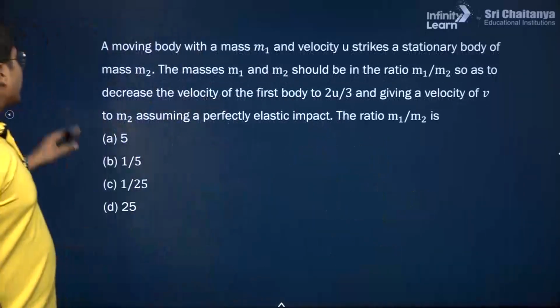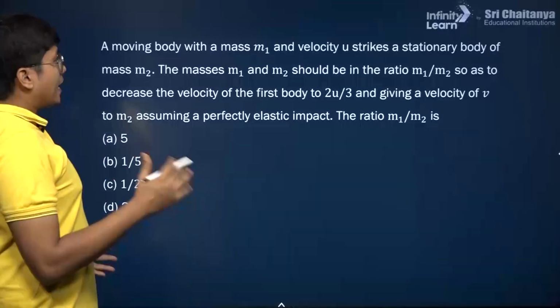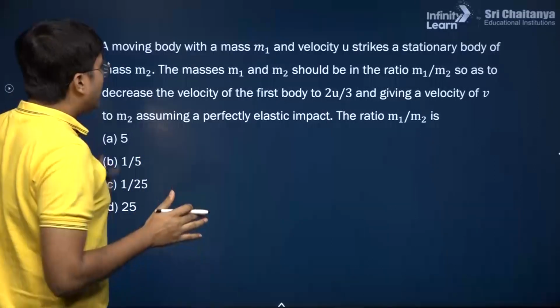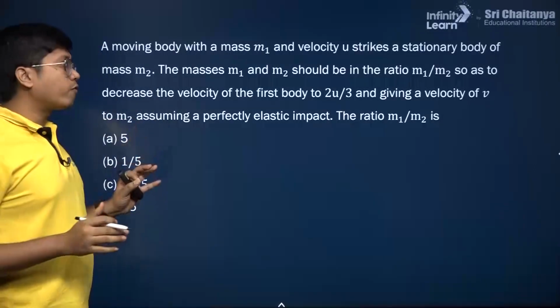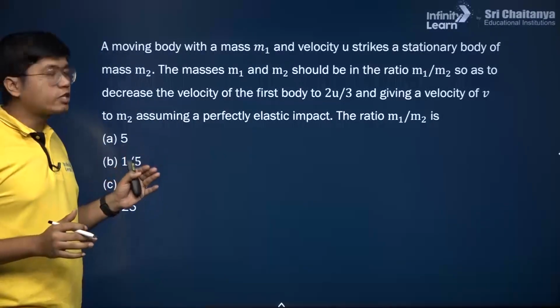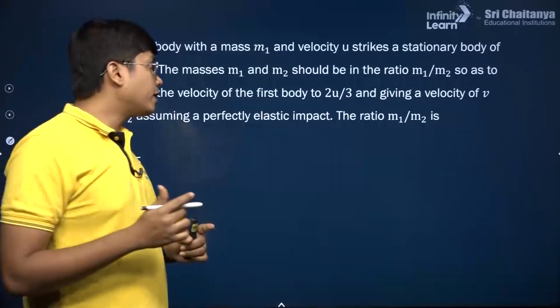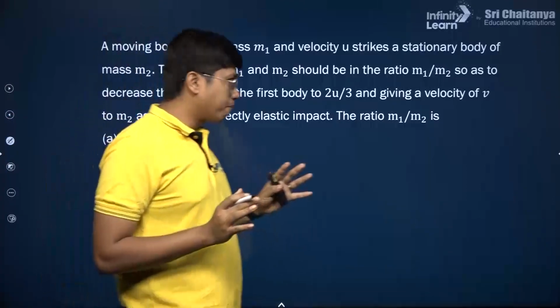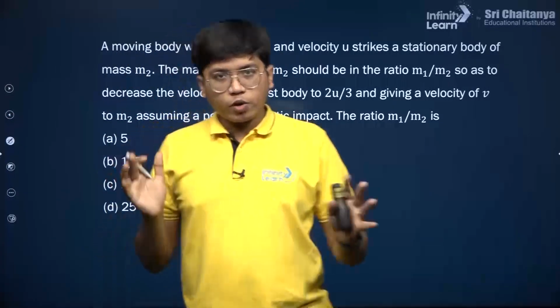Okay. The next question says that a moving body with a mass m1 and velocity u strikes a stationary body of mass m2. The masses m1 and m2 should be in the ratio of m1 by m2 so as to decrease the velocity of the first body to 2u by 3 and giving a velocity of v to m2, assuming a perfectly elastic impact. The ratio of m1 and m2 is what we need to find.